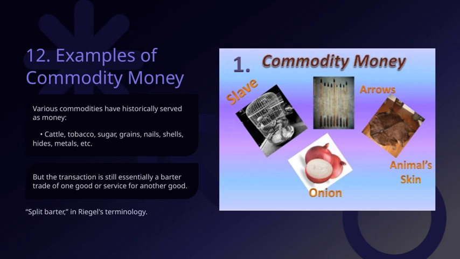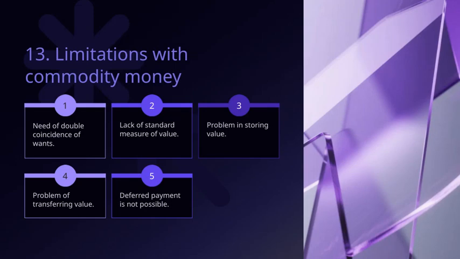Now, let's talk about some of the limitations associated with commodity money. First, there's a problem with storing value. Unlike money today, which can be stored easily and safely, commodities like grains or gold can be bulky, perishable, or difficult to keep in good condition over time. This makes storing value a real challenge. Next, deferred payment becomes problematic. Since commodities can fluctuate in value or spoil, it's not always practical to agree on future payments. This limits how we can use commodity money for credit or loans.